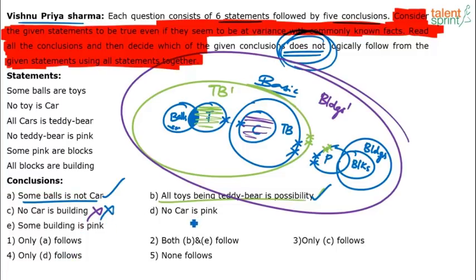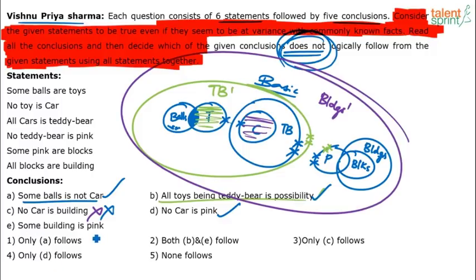Now, no car is pink. Is it true? Yes, this will definitely be true. Why? All the cars are inside teddy bears, and teddy bears cannot overlap with pink. If teddy bears cannot touch pink, how can cars touch pink? You getting it? If teddy bears cannot touch pink, cars also cannot touch pink. So no car is pink is correct.